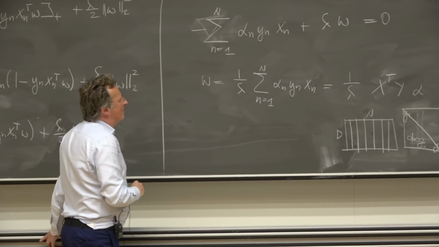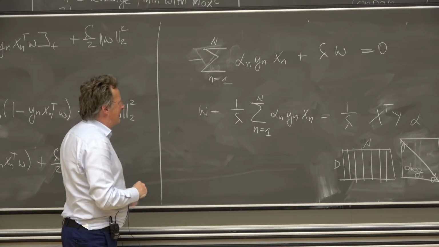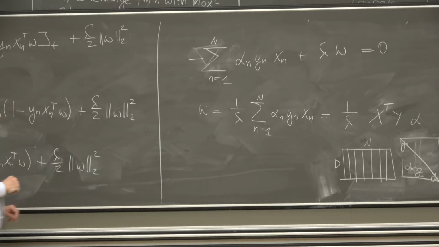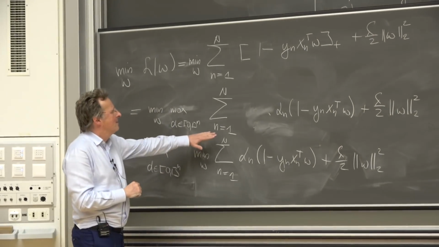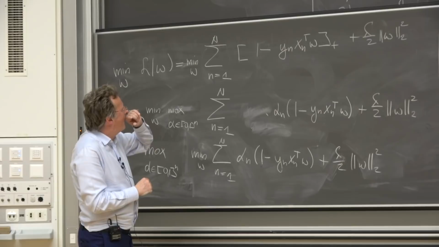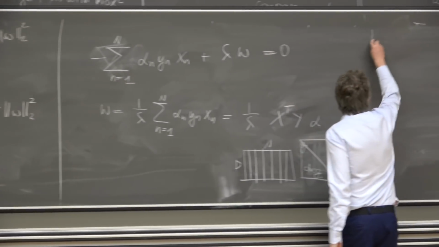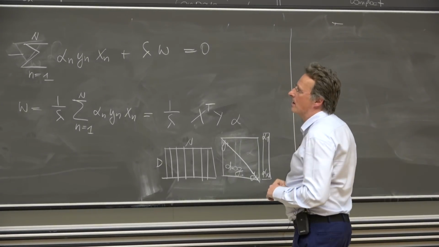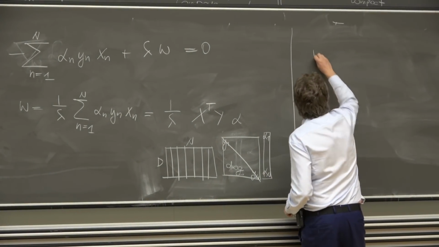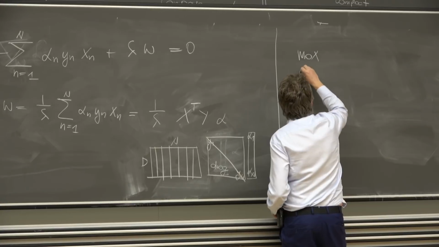Now we have explicitly the minimum. We have done the minimum already. We have to check that it's a minimum, but we've done it. So now, if we plug this in, what does this give us? This means that now we still need to do the max over the alpha.